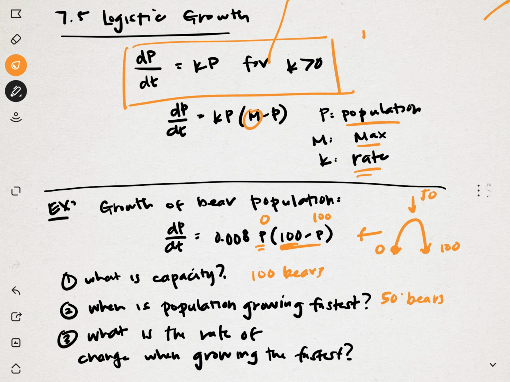Okay, and then part 3, what is the rate of change when growing the fastest? All we have to do is plug 50 into our equation, right? Because this is giving us the rate of change of our population, the derivative of our population. So 0.008 times 50 times 100 minus 50, which is 50 again, and we get 20. And that would be 20 bears per... there's not a t in there... I don't know, 20 bears per whatever our time is.